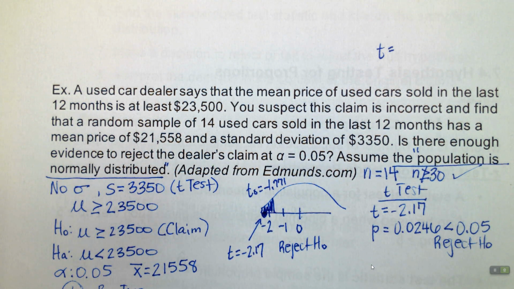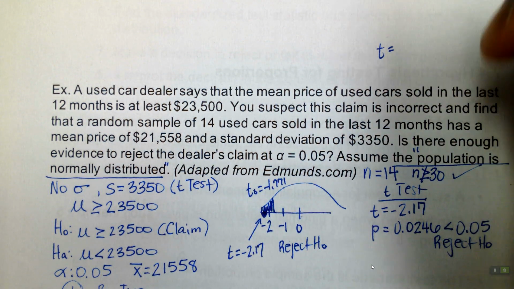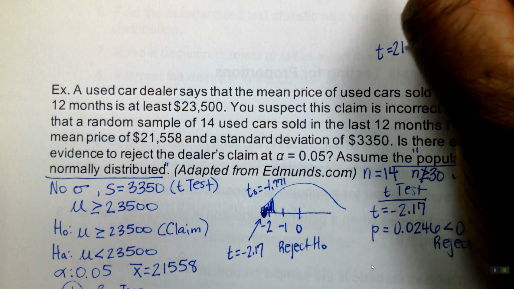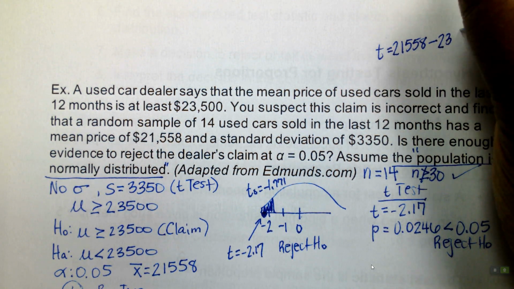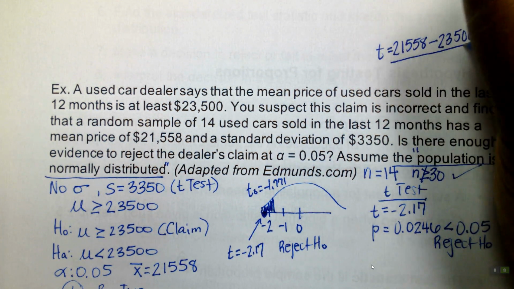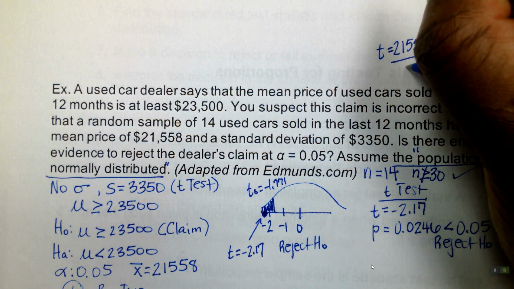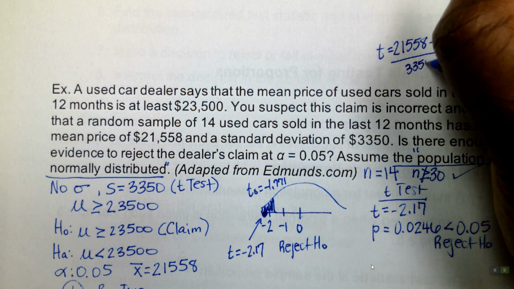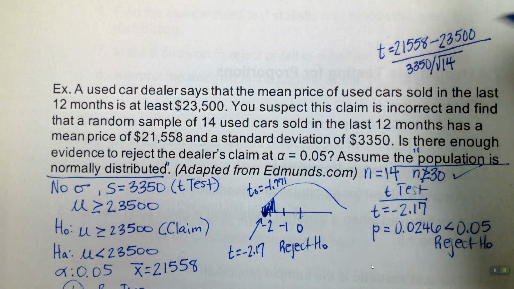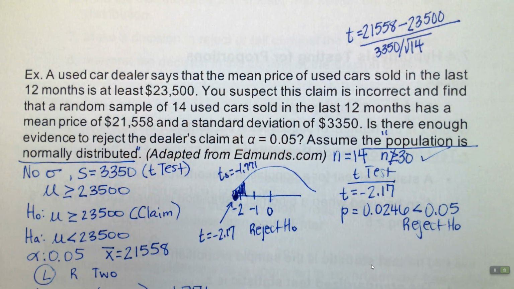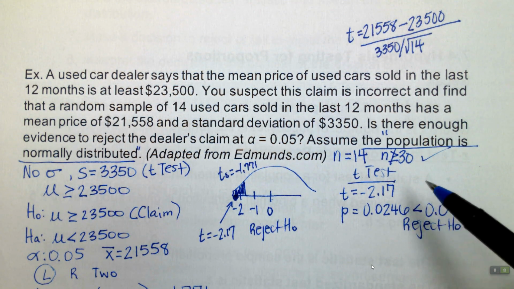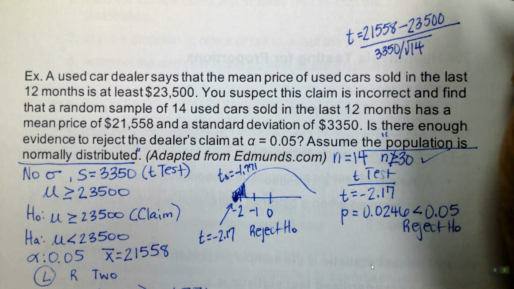So you take your X, or your sample mean, excuse me, minus your hypothesized mean. So our sample mean minus our hypothesized mean, or what they're claiming, divided by standard deviation, divided by square root of n. This is for those who want to calculate T and you don't want to use a calculator. You can do this.